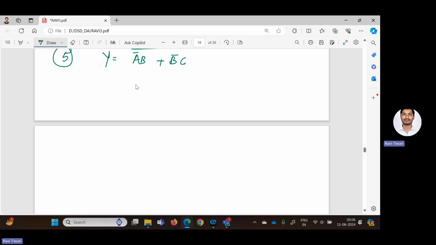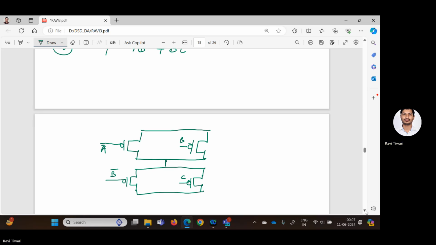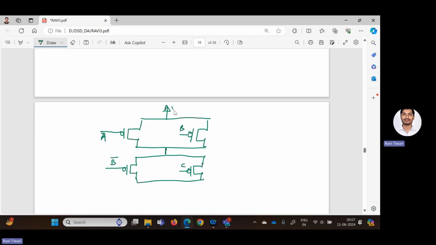So as this is A bar dot B, an AND operation between A bar and B, that means it should be connected in parallel. AND operation should be connected in parallel if you talk about the PMOS, right? So if this is PMOS, this is A bar and this is B. Similarly, it should be connected in series with the parallel operation between B bar with C. So this is the implementation of this expression by using the PMOS. At the top, you need to connect to VDD.